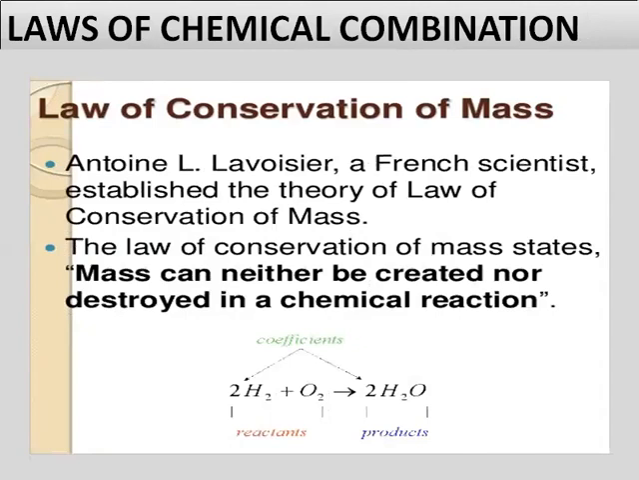The laws of chemical combination, which helped Dalton to give the characteristics and the properties of atoms, are basically of three types. The first is the law of conservation of mass. This we have already discussed before vacation. Lavoisier, a French chemist, established the law of conservation of mass on the basis of the experiments Dalton had performed. The law of conservation of mass states that mass can neither be created nor destroyed in a chemical reaction.